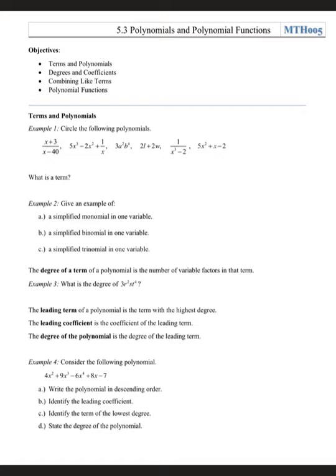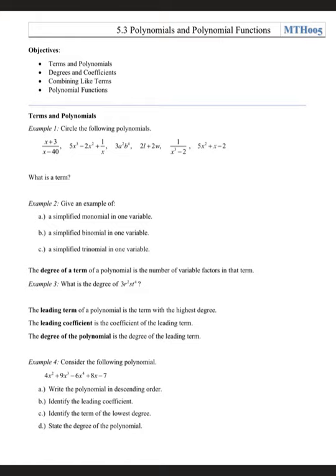Hello, Math 005. Section 5.3 is polynomials and polynomial functions. This video will be pretty short. There's only one page of notes here. It's a lot of just vocabulary, so I'll be explaining what a lot of these words mean.